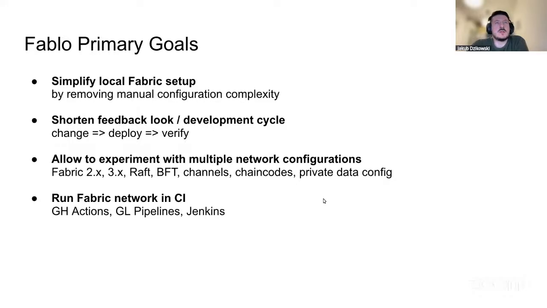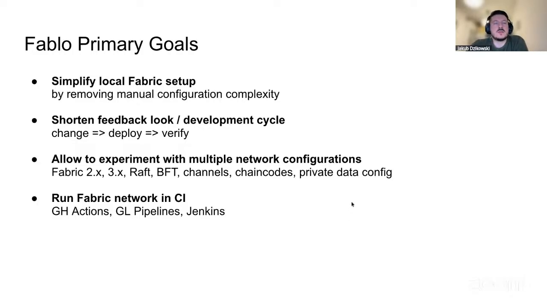The primary goal of Fablo when we were creating it was to simplify local Fabric setup, because it is complex. But what is maybe not so obvious, and even more important, was to shorten the feedback loop, like shorten the development cycle. So speed up your development process, make the time from change through deployment to verification shorter, so you can iterate fast on the network.